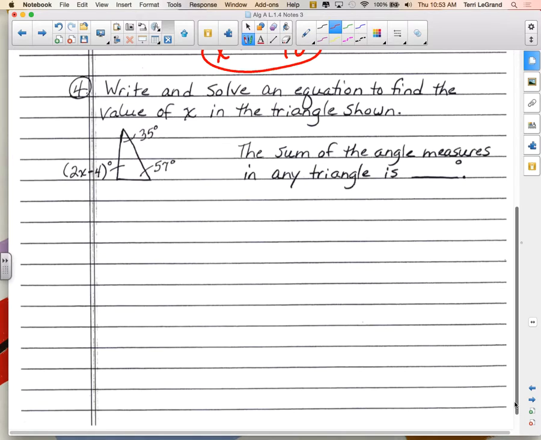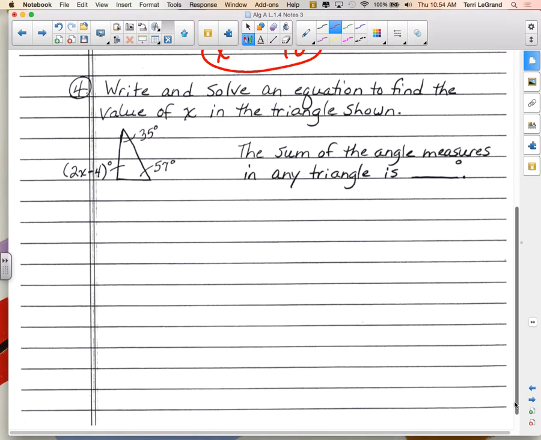Okay, well, we got this one angle measure that's 35 degrees. We got another angle measure that's 57 degrees. And then we got that other angle measure that's 2x minus 4 degrees. Well, we got to set up a problem. We got to set up our own equation to help us problem solve this.